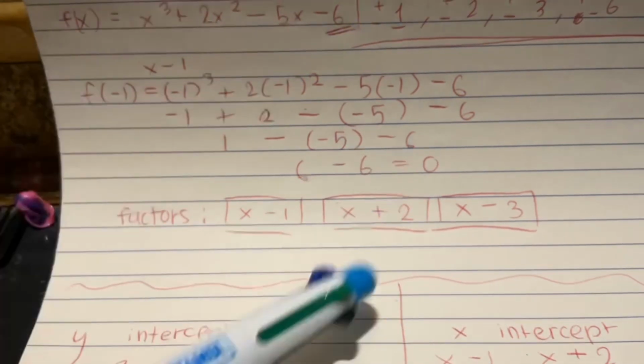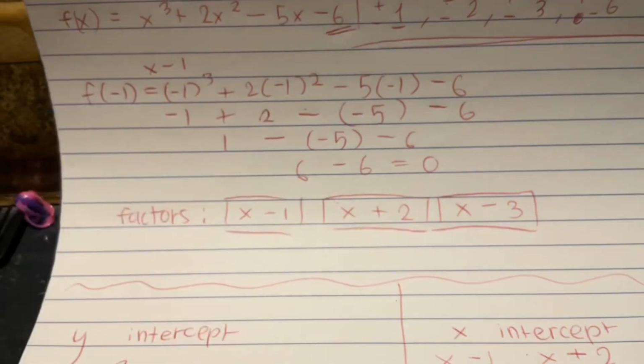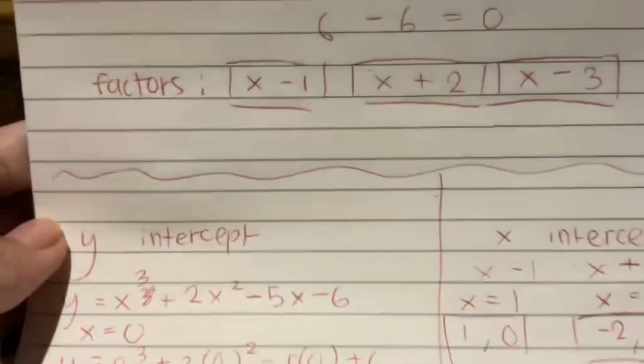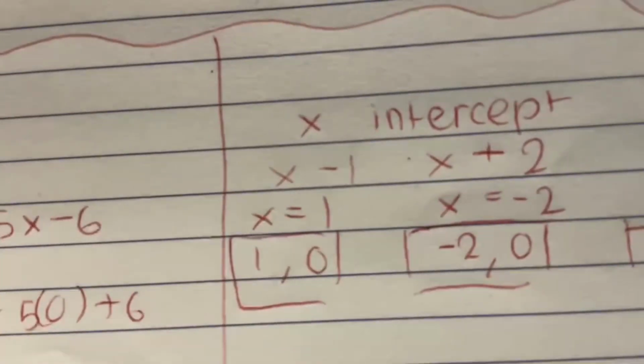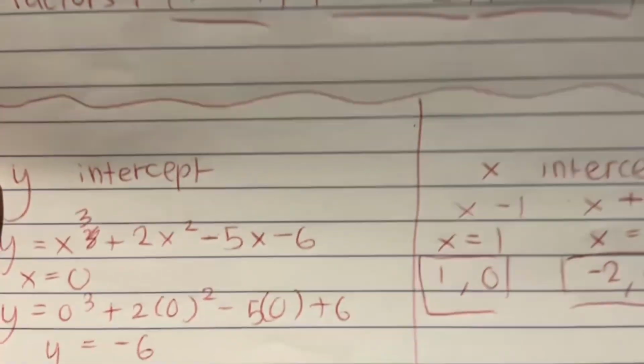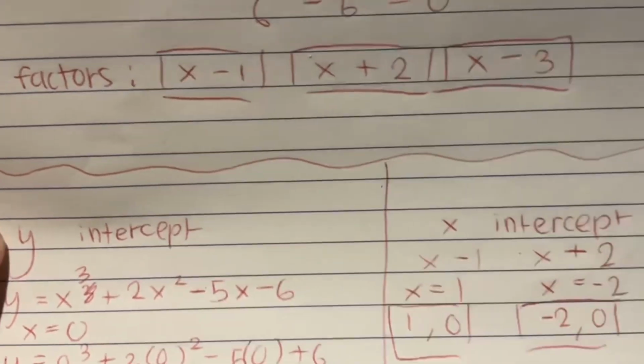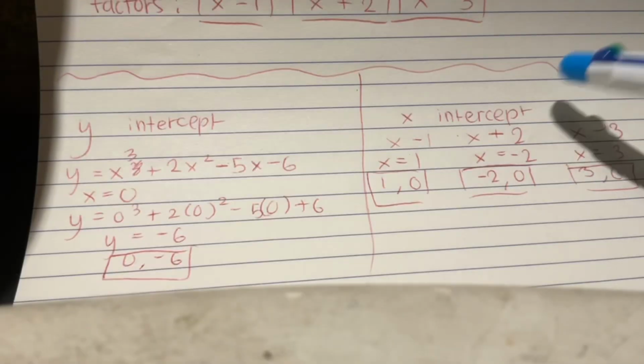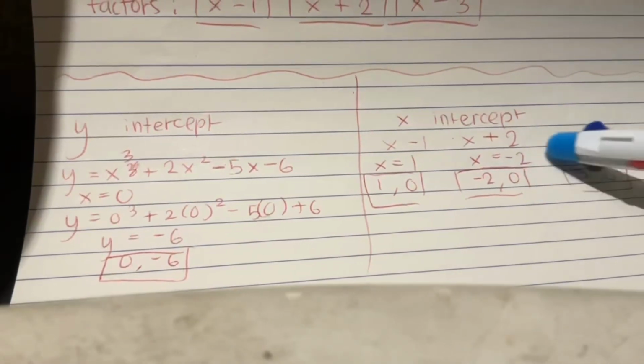So now that we got the factors for our problem, we now need to find the y-intercept and x-intercept. It's important to find these two because you need them for the graph we're making. So let's start with the x-intercept first, because this is the easiest to get.